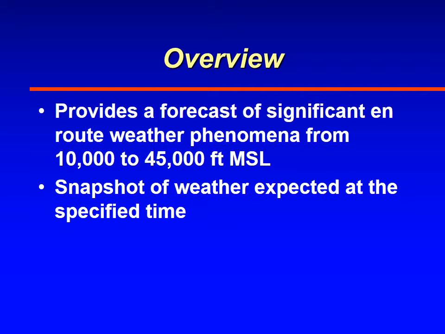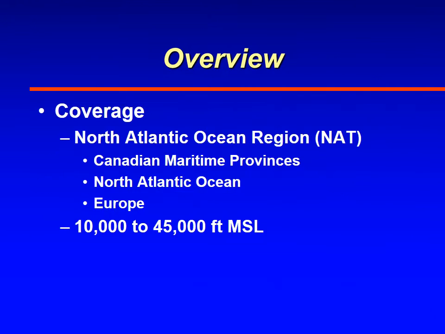feet. This chart is usually produced for the North Atlantic, and that's the only place I've seen it generated. They don't generate it over the 48 contiguous United States. So basically, it's a forecast, so it gives you a picture of weather conditions at some time in the future. As I mentioned, it covers the North Atlantic, as well as the Canadian Maritime Provinces, and it goes into Western Europe. As I said, 10,000 to 45,000 feet.